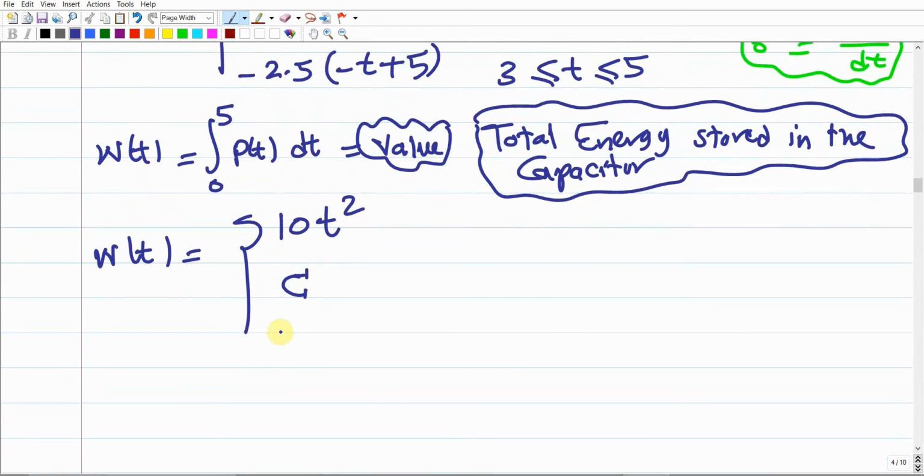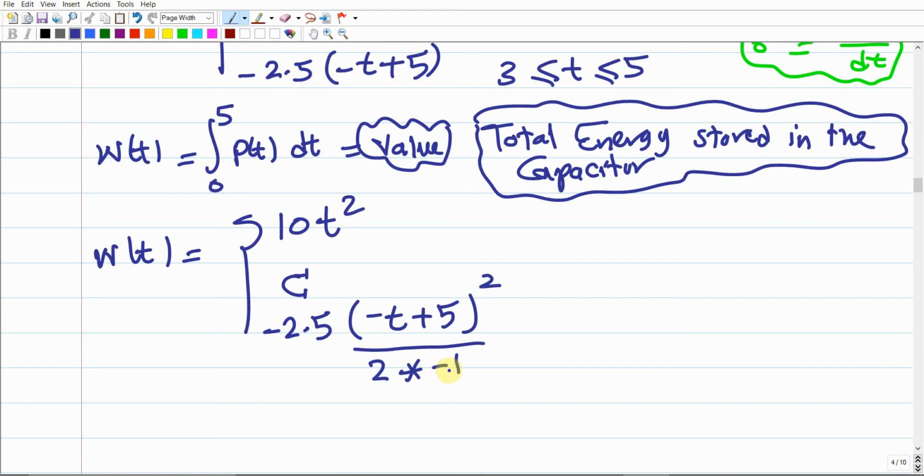So we're going to end up here with negative 2.5 times, this is just a constant, the negative t plus 5, then you're going to add 1 to the exponent and divide by the new exponent times the derivative of the term that is inside the parentheses. The derivative of negative t gives negative 1, the derivative of 5 gives 0, right? So we're just going to end up with this expression. This is going to give us the energy.